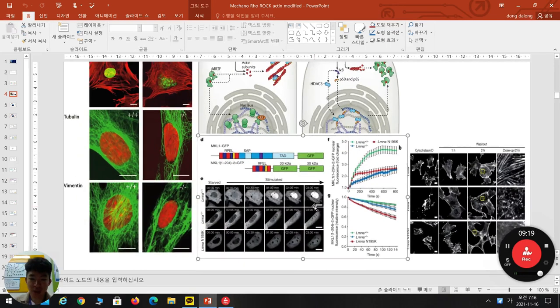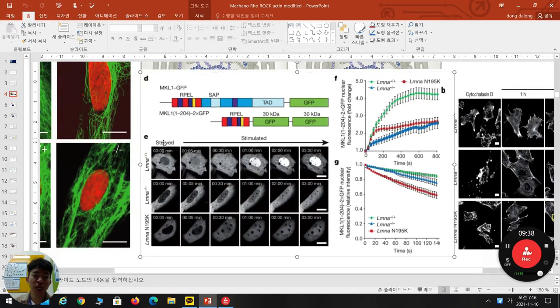So when you see the paper, they are making this kind of MRTFA-GFP. When you see plus plus, this is the control group. It starts without FBS, and then when they add FBS, this MRTFA continuously goes inside, and very prominently within 3 minutes, MRTFA can go inside, right? But in the case of lamin minus minus, without lamin, they seem to go inside, but not prominently.